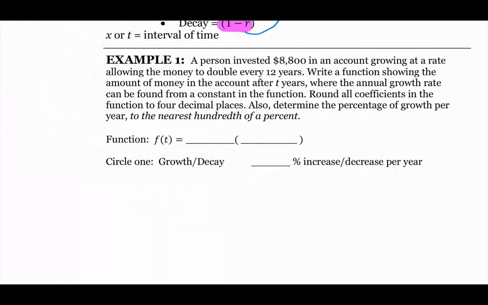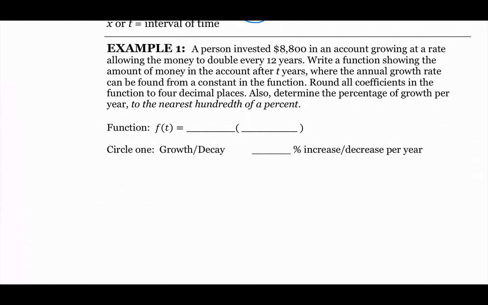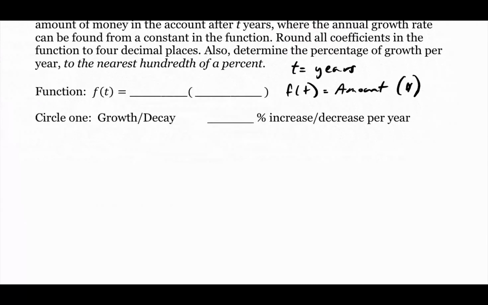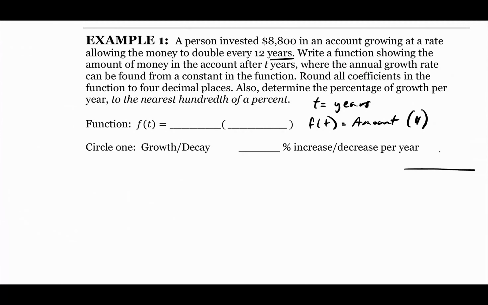So first thing we gotta do is write the function. So we have 2 things. We have t is time. In this case, it's gonna be years, because we have years. f of t is gonna be the amount, or money. So the first thing I'm going to do is draw a little table just to see what's going on. So t is the time, and money, or the amount, we'll call it a, which is just the amount.